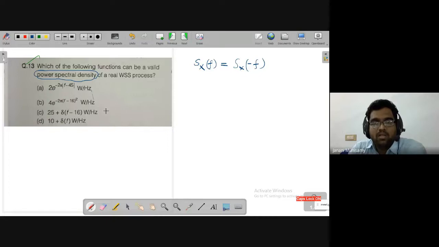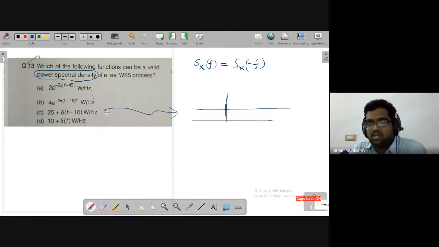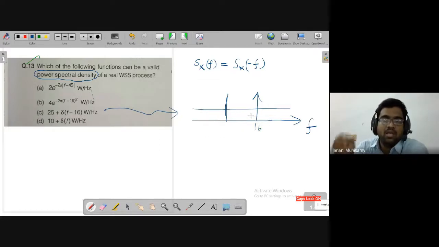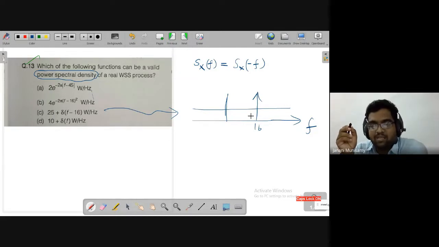First of all, we'll concentrate on function C. What is the nature of this function? They are telling 25, which means constant 25, then delta of f minus 16. That means at exactly 16, we will have an impulse. So definitely this is not an even function. Even function means it must be symmetric with respect to the y-axis. So it is not an even function.